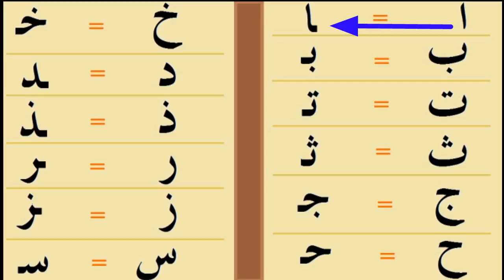A short Alif looks like this. A short Ba looks like this, just half a Ba. This is what a short Ta looks like. This is a short Tha, the same as a Ta but an extra dot. This is what a short Jim looks like. This is a short Ha. A short Kha looks like this.